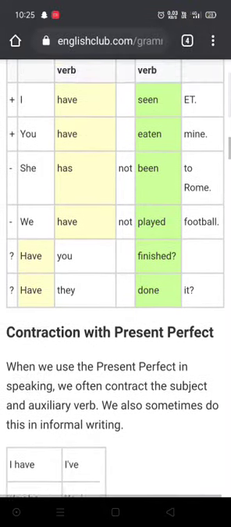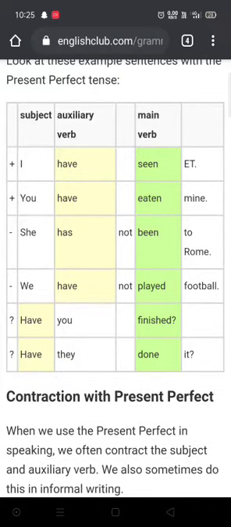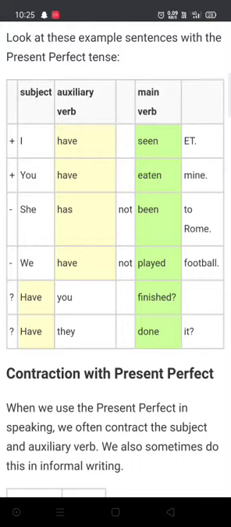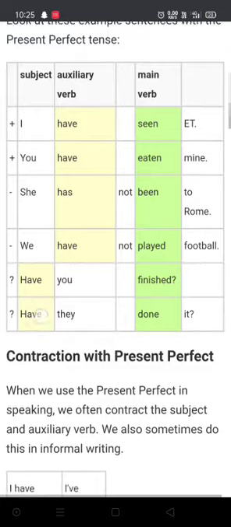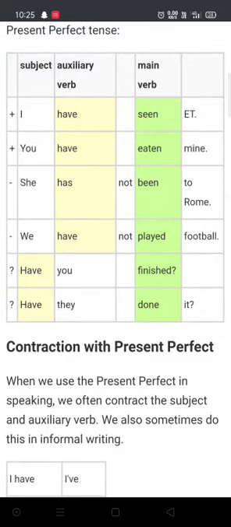So here see the first sentence, इसके आगे एक प्लस का साइन बना है. This means a simple present tense. It's an affirmative sentence, a positive sentence. Okay, I have seen ET. Whatever, ET can be a movie or something. So I here is the subject, have the auxiliary verb, and the main verb is seen. Now observe that seen is the participle form of the verb see. See, saw, seen. Third form of the verb is seen. ठीक है, and ET is the rest of the sentence.